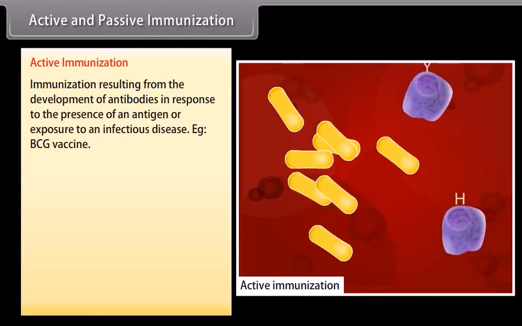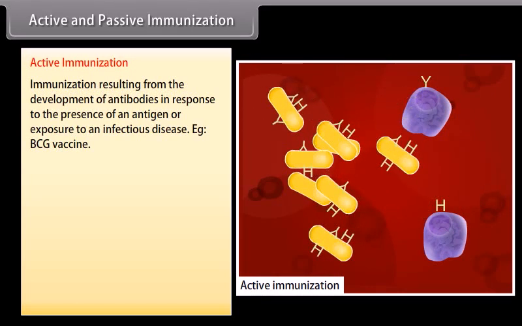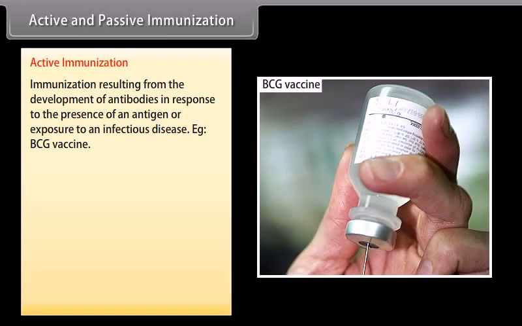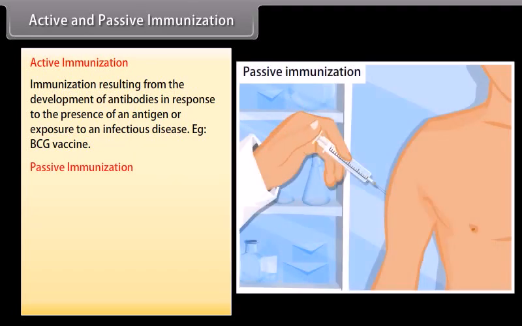Immunization resulting from the development of antibodies in response to the presence of an antigen or exposure to an infectious disease. Example, BCG vaccine. Passive immunization.